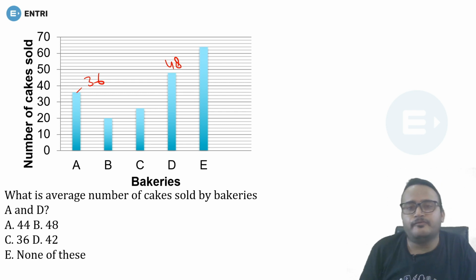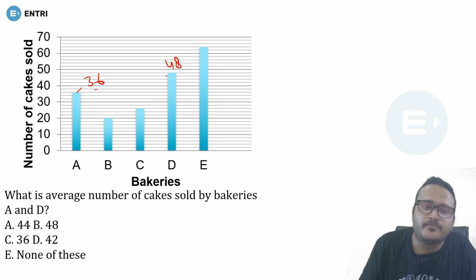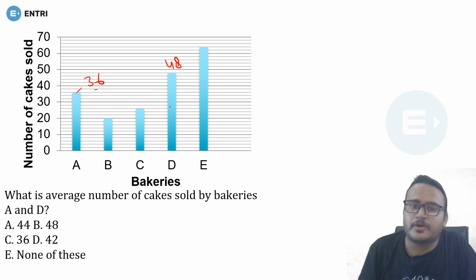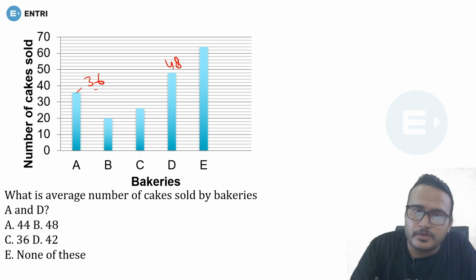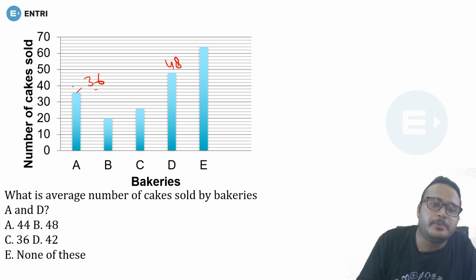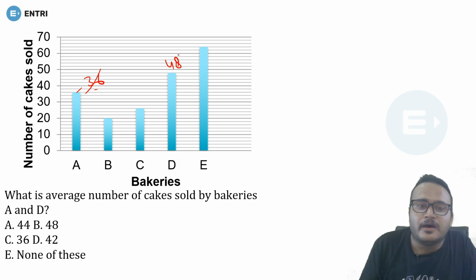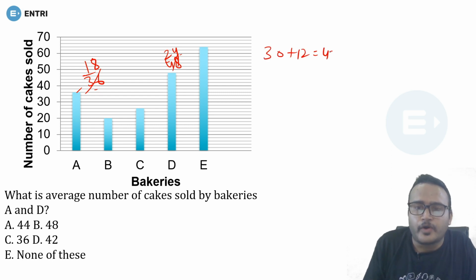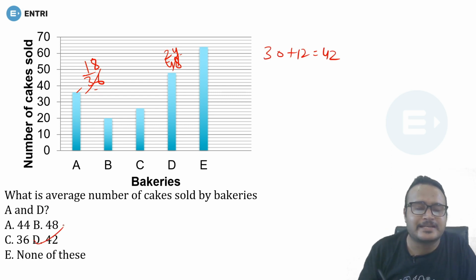So guys, what is average? Average is the sum of the observations divided by the total number of observations. So you do not need to add these values. What you will be doing is directly dividing, or you can say separately dividing, these numbers by 2, because the number of observations, or the number of bakeries, is 2 in the question. So 2 8 is 36 and 2 24. So 2 plus 1 is 3, that means 30. 4 plus 8 is 12. So 30 plus 12 is 42. So your 42 will be the correct answer.